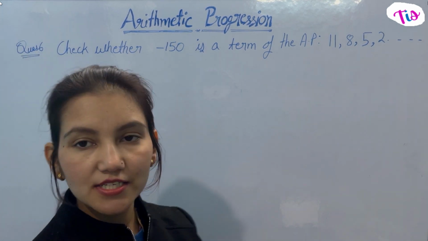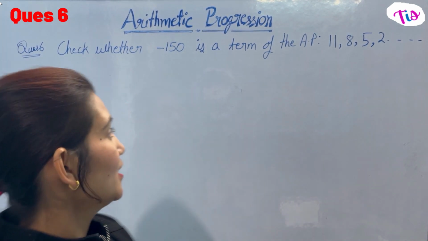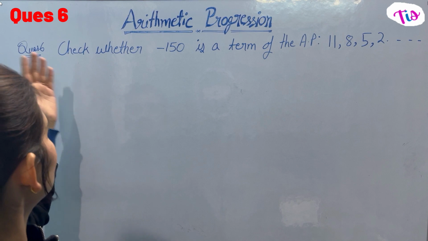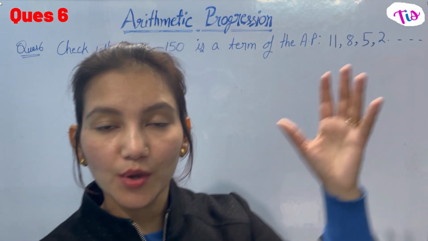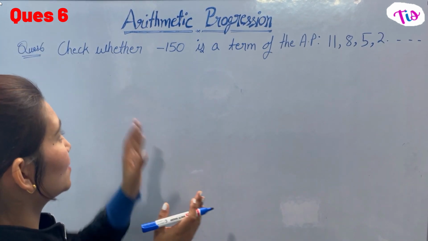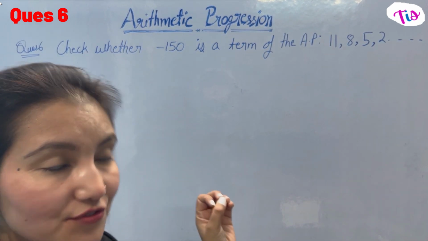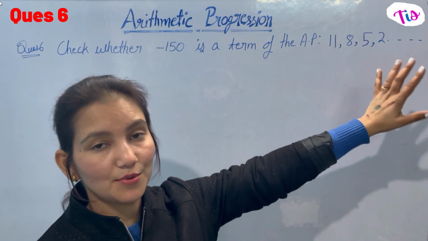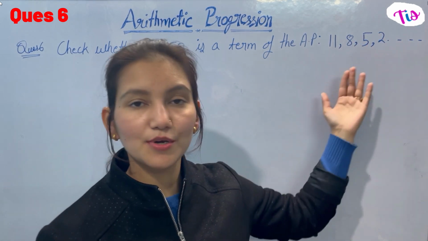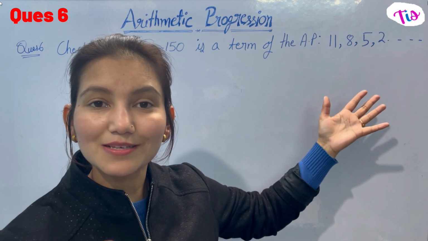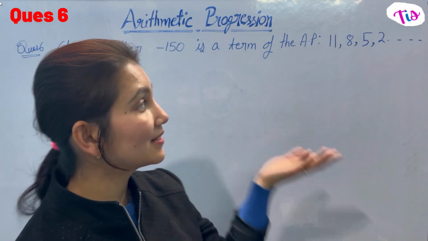Okay, so here is question number 6. What this question says: check whether minus 150 is a term of this AP. What you need to find out is whether minus 150 is a term of this AP or not. We don't know whether minus 150 will come in this AP or not, so we'll make an assumption. We'll assume that it comes in this AP.